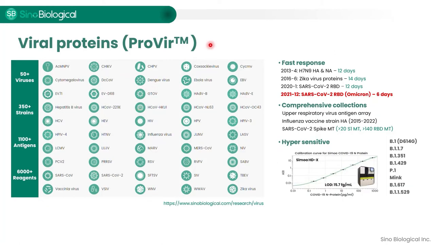We have a comprehensive virus research reagent bank that contains reagents from more than 50 currently known viruses, such as a full collection of influenza virus vaccine strains from 2015 all the way to 2021. We now have over 180 RBD or spike protein mutants in this collection. Our recombinant viral proteins can be generated very quickly. The influenza proteins were produced in about 12 days. It only took us about 6 days to generate the SARS-CoV-2 RBD of the Omicron variant.